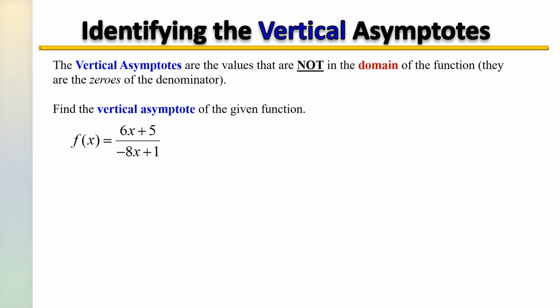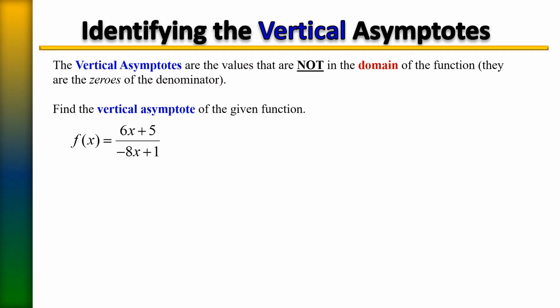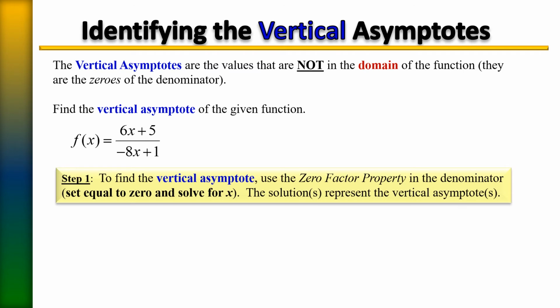Okay, so in this next example, we're asked to find the vertical asymptote. So recall, to find the vertical asymptote, all we have to do is take the denominator and set it equal to 0 so that we can solve for x. And in this way, we will identify the values that are not in the domain of the function.